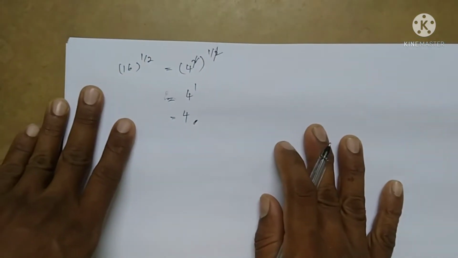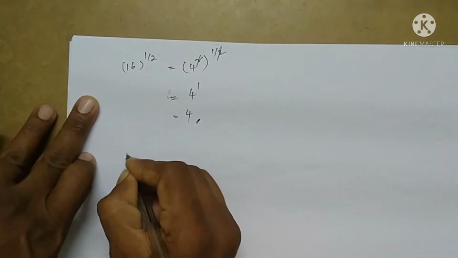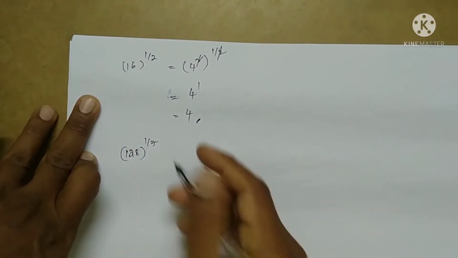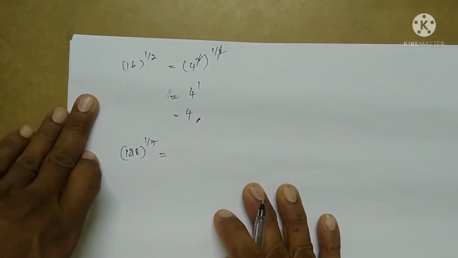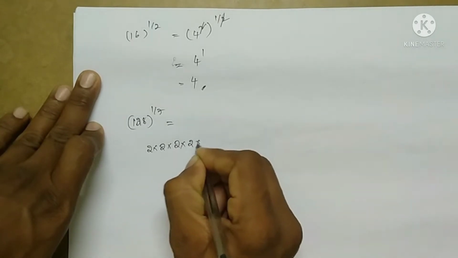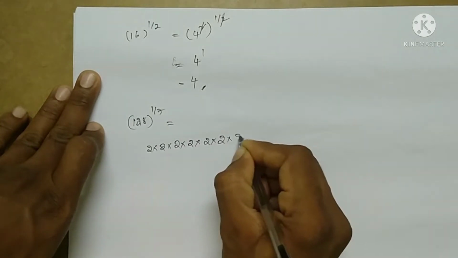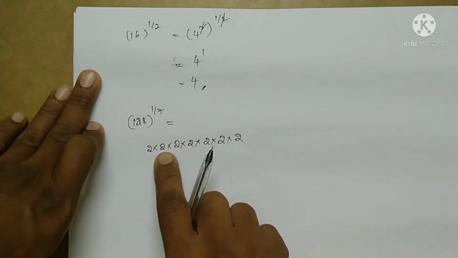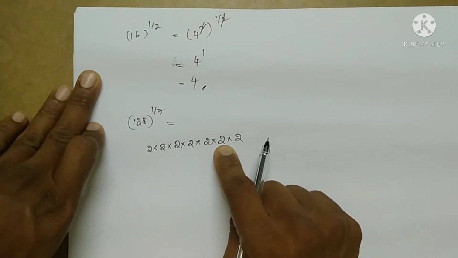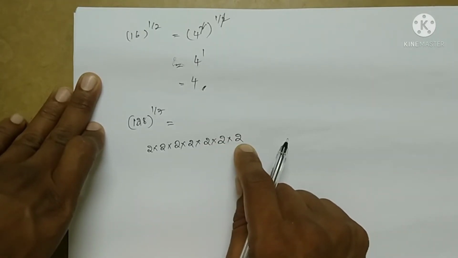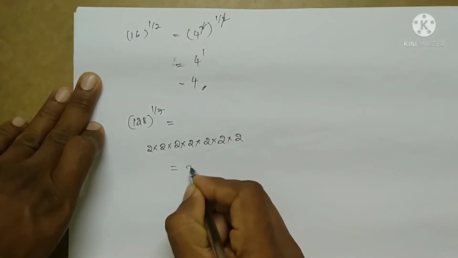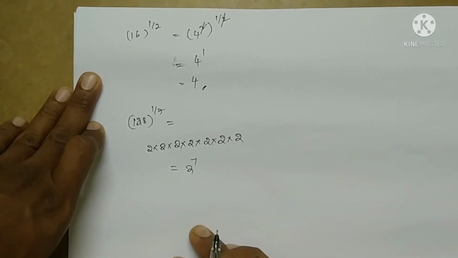Next one, 128 whole to the power of 1 by 7. So 128 means 2 power 7, right? So 2 into 2 into 2 into 2 into 2 into 2 into 2. 2 2s are 4, 4 2s are 8, 8 2s are 16, 16 2s are 32, 32 2s are 64, 64 2s are 128. So this 128 we can also write in the form of 2 power 7.